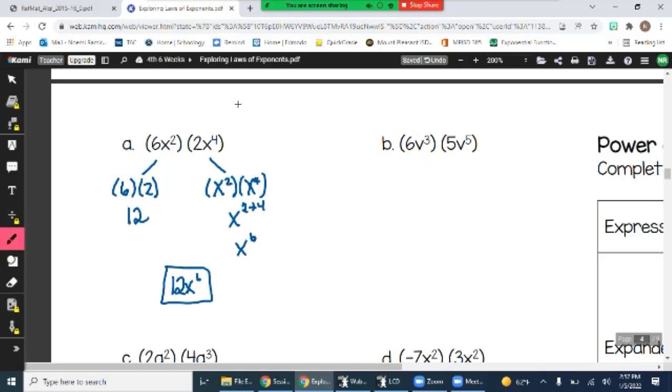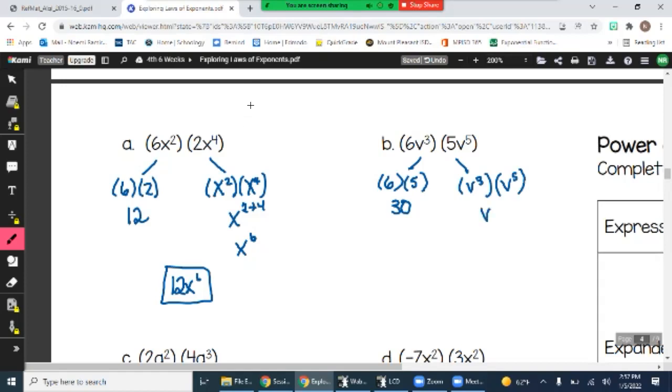Example B. What's in my first group? 6 times 5. And what is 6 times 5? 30. 35 is 7 times 5. And what's in my next group? V what? Cube. Thank you for using your terms. And times V to the power of 5.